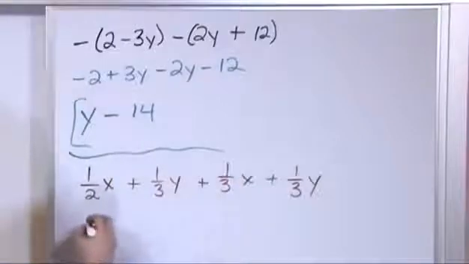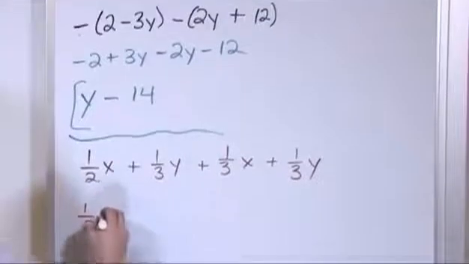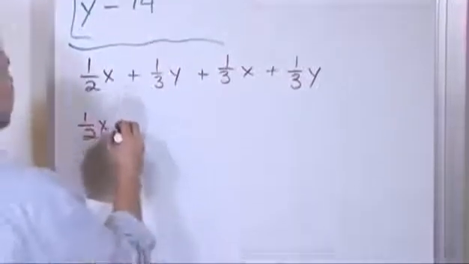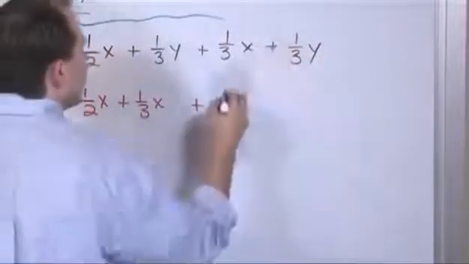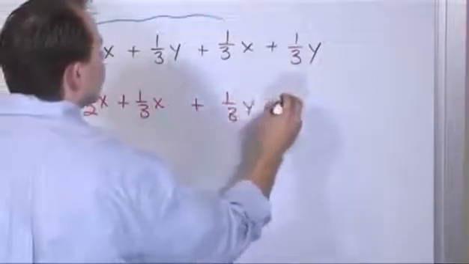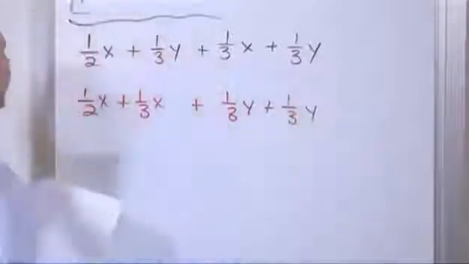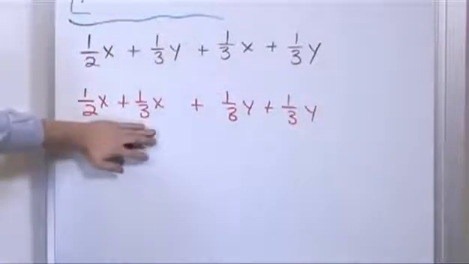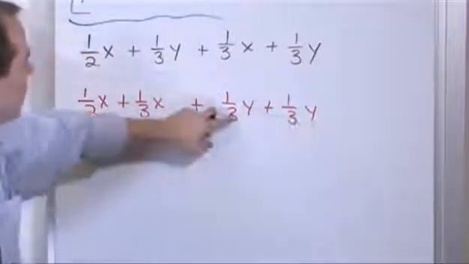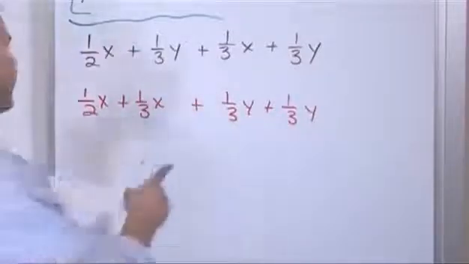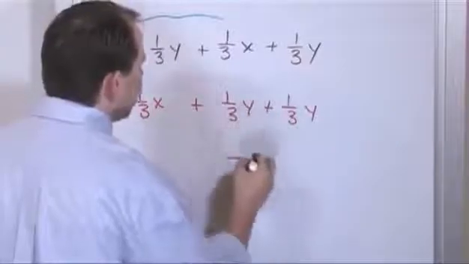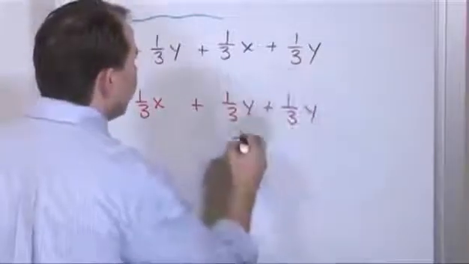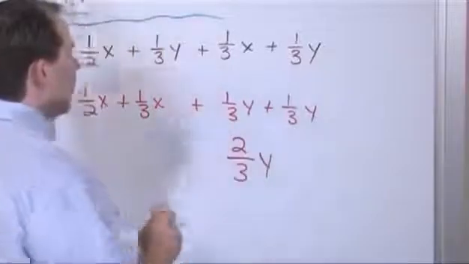But what you're really going to have here is 1/2 x, let me collect them together, plus 1/3 x, and then over here you're going to have 1/3 y plus 1/3 y. So really what you're doing is you need to add these fractions together and you need to add these fractions together. These fractions here are really simple because it's 1/3, so the denominator is already the same. So you have 3, 1 plus 1 is 2. 2/3, you just keep y along for the ride.